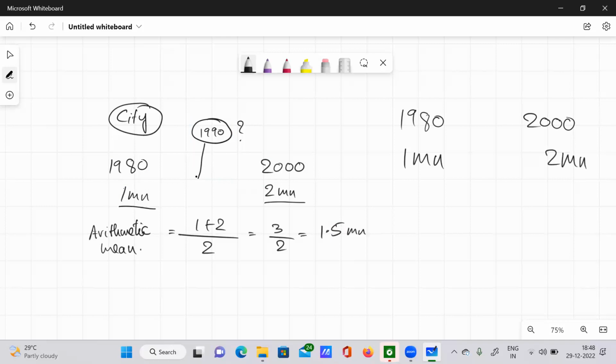In between, you usually think the population would be some 1.5 million. I mean, it has risen from 1 to 1.5, it has risen by 0.5 million. You usually think like this. But no, there may be a scenario, there may be ups and downs in the population in the year 1990, right? So this is not the accurate metric to find the average rate of growth, right?